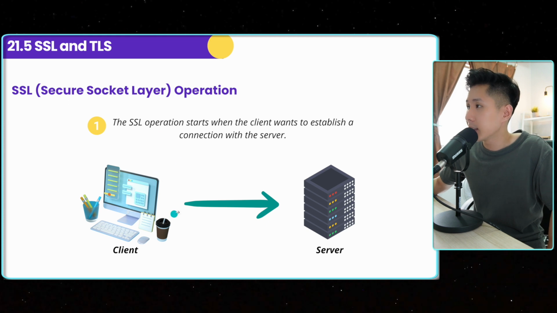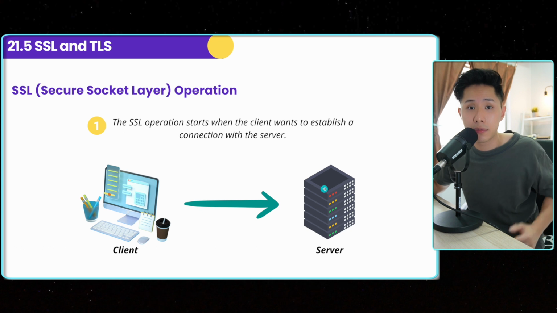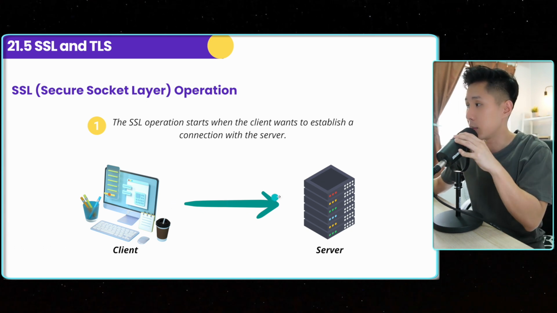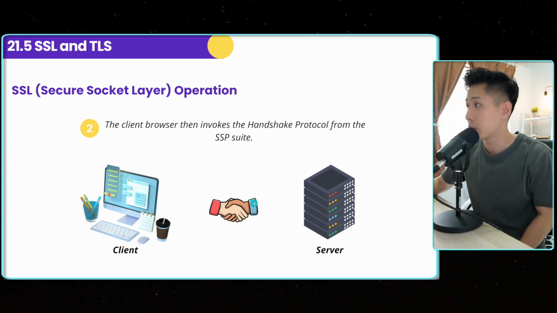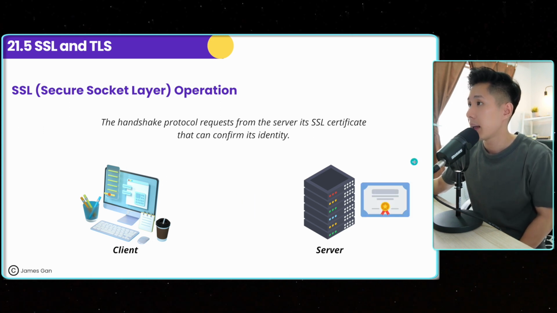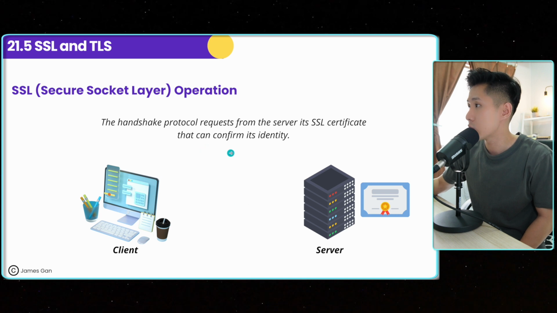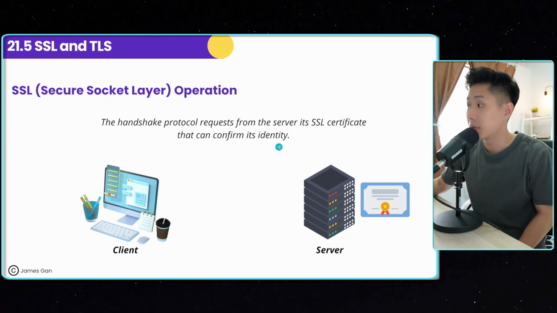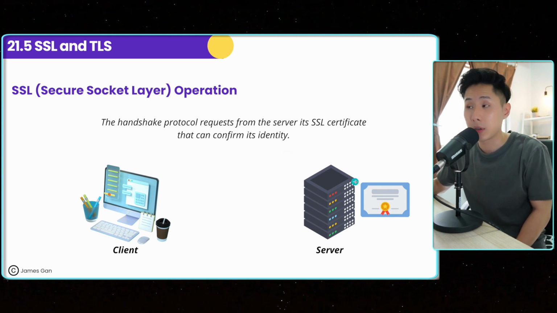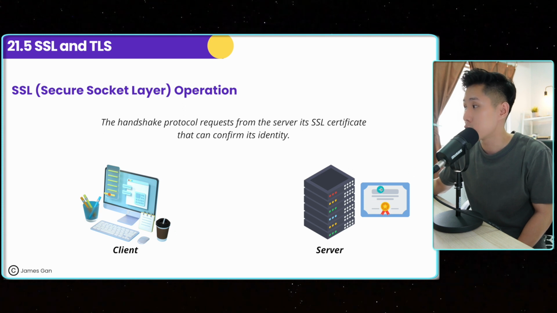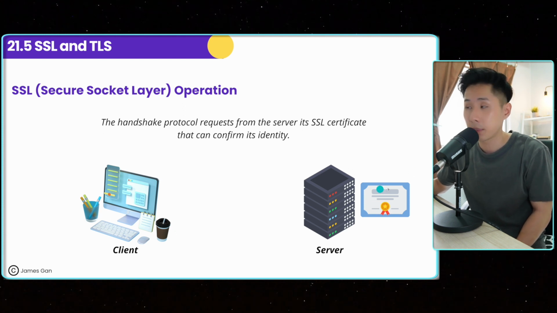First, the SSL operation starts when the client wants to establish a connection with the server, which is in this image here. And then the client browser will invoke the handshake protocol from the SSL suite. The handshake protocol will request from the server its SSL certificate that can confirm its identity. So remember the certificate that we just created, that is issued by the certification authority.